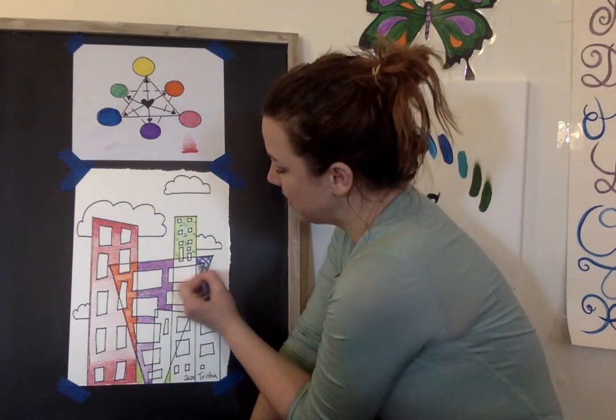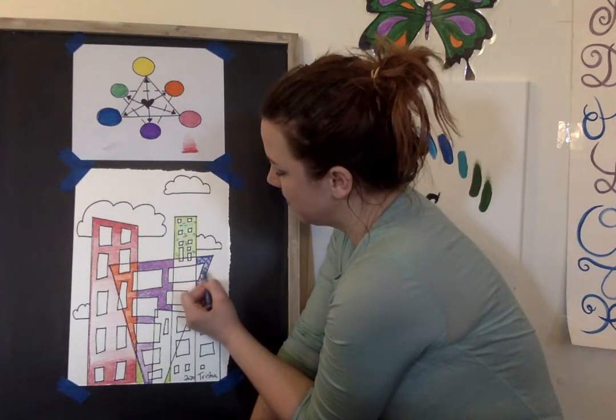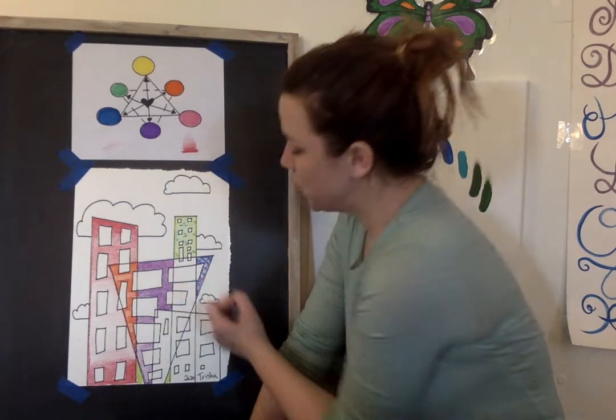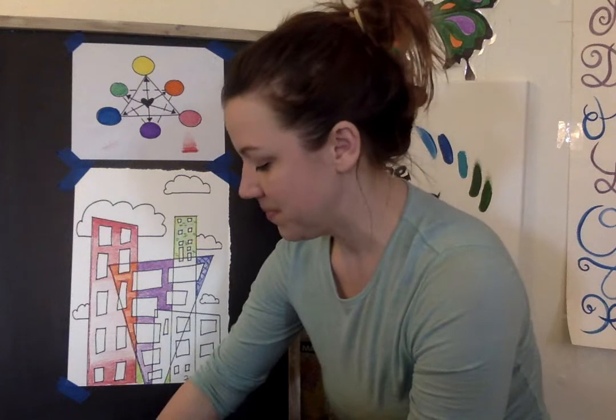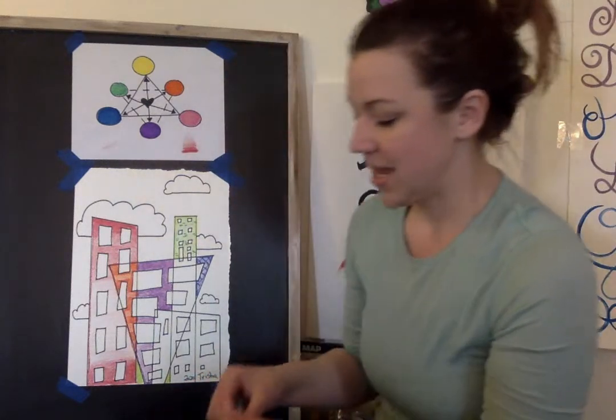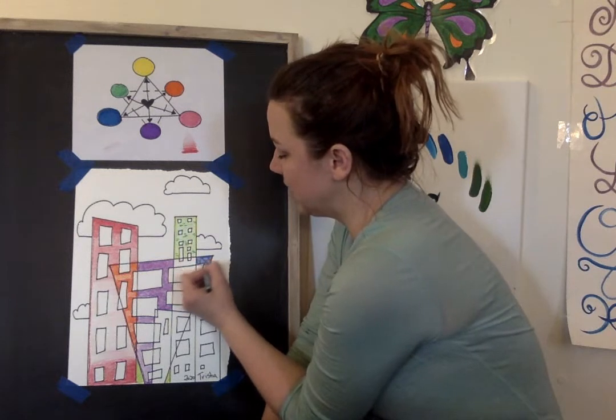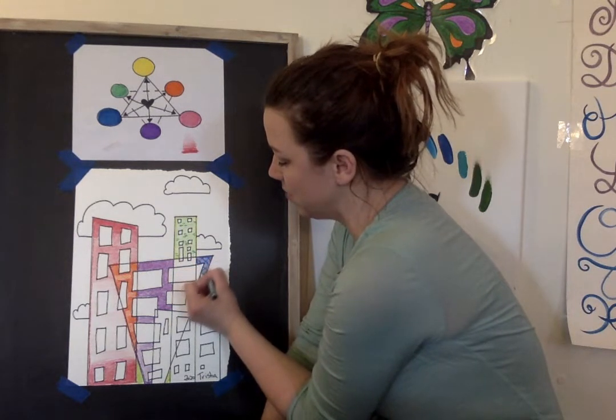Now I'm going to fill it in with a really light value. And this is just hatching, going back and forth. Control your hand and stay inside that space. And I'm going to take my turquoise. I'm going to add it very lightly on top, just to give that color a little more interest.